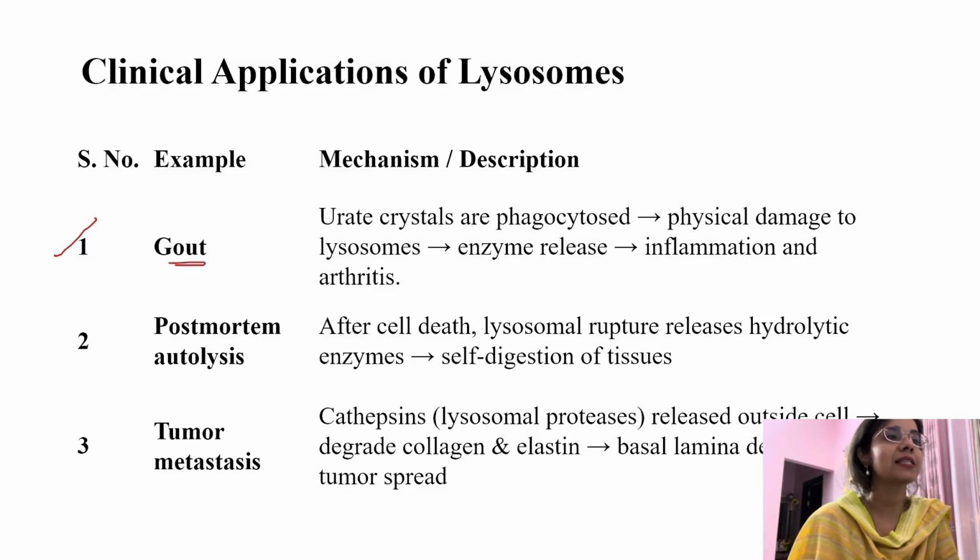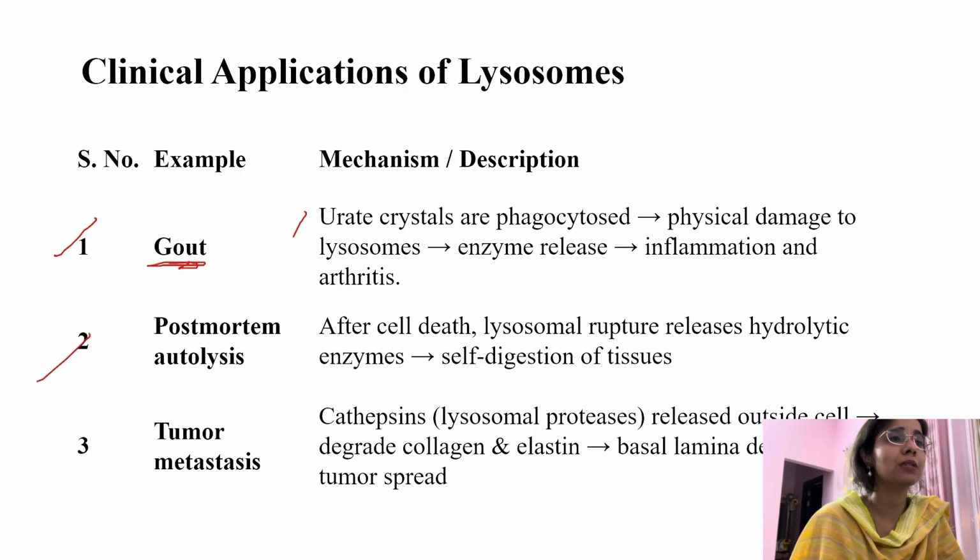Gout is a condition in which there are increased uric acid levels and urate crystals are deposited, right? So what happens in gout is that urate crystals are phagocytosed in a similar mechanism that I showed you in the picture. So urate crystals are phagocytosed and they cause physical damage to the lysosomes. It causes enzyme release. All the hydrolytic enzymes are released and cause inflammation and arthritis, right?